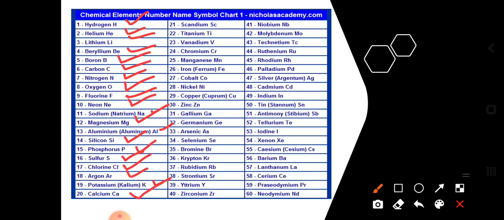calcium is Ca; scandium is Sc; titanium is Ti; vanadium is V; chromium is Cr; manganese is Mn; iron is Fe; cobalt is Co; nickel is Ni; copper is Cu; zinc is Zn; gallium is Ga; germanium is Ge; arsenic is As; selenium is Se; bromine is Br; krypton is Kr; rubidium is Rb; strontium is Sr; yttrium is Y; zirconium is Zr.